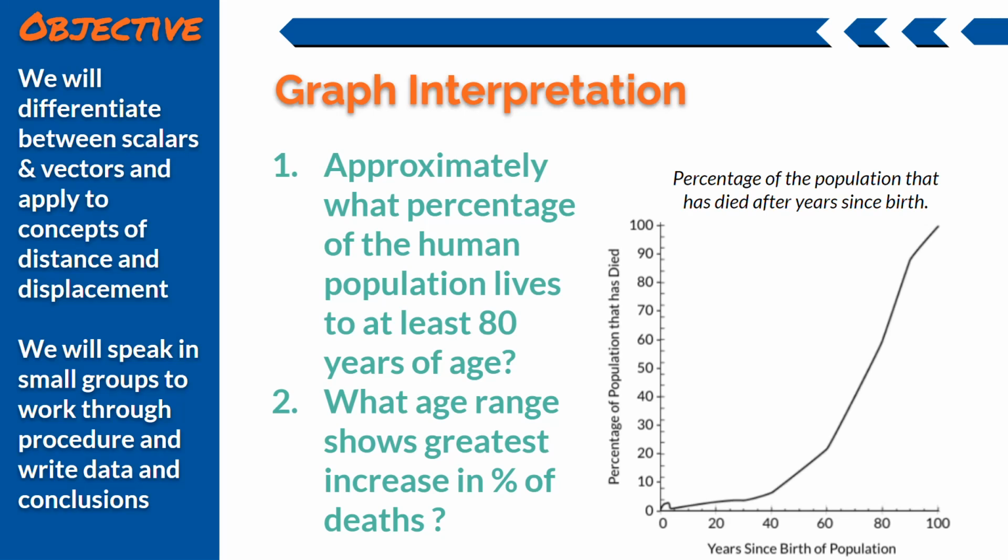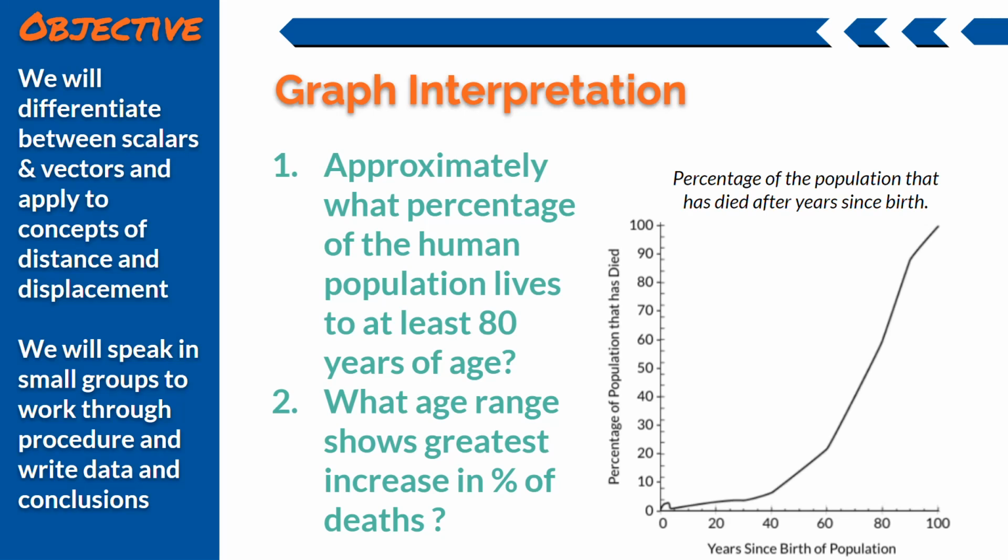Okay, guys, so what did you come up with? Approximately what percentage of the human population lives to at least 80 years of age? What do we think? 40%. So here's 80, right? So if we trace this up, 60%? No, then we're at 60 over here. But what does this 60 represent? The percent of people that have died. Make sure you read your axes. Okay, so if 60% have died, then what population is still alive? 40%.